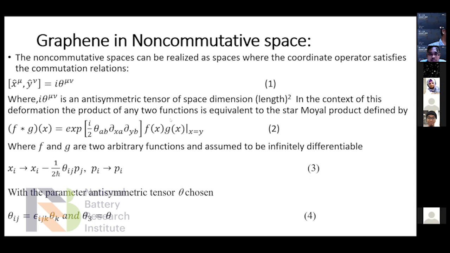In equation 3, we give the coordinates of this geometry. Moving on to the next.